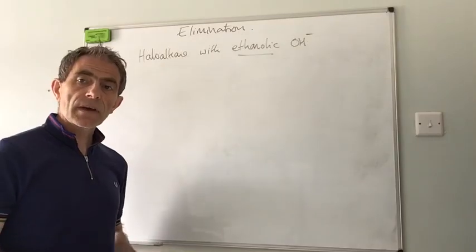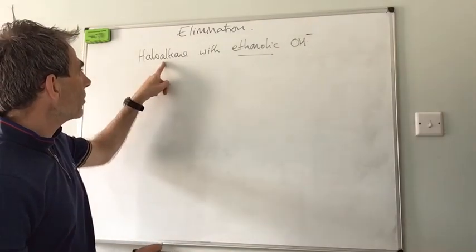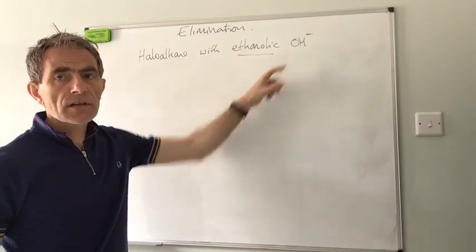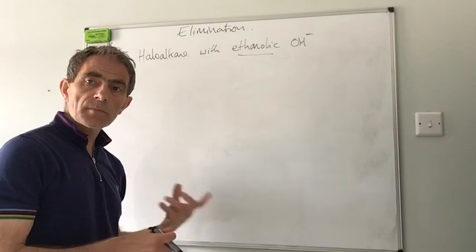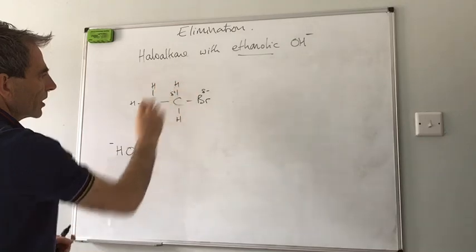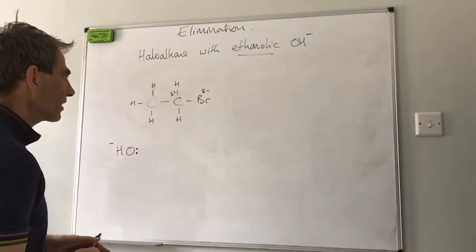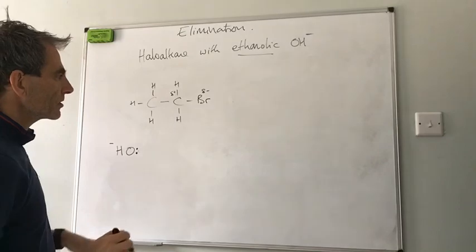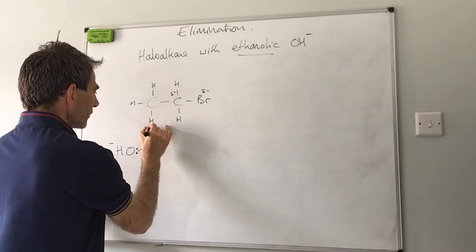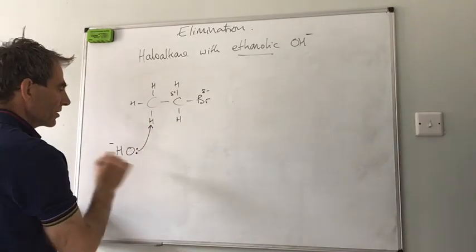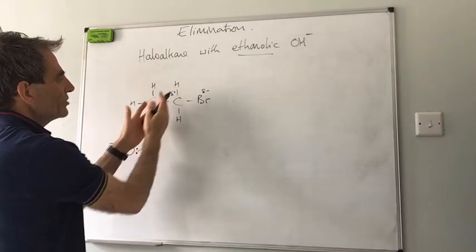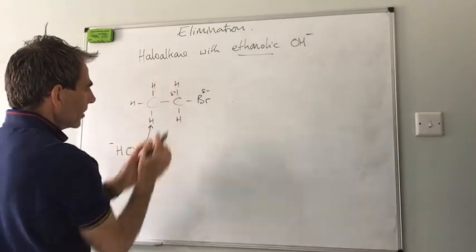The last elimination mechanism we'll look at is haloalkanes with ethanolic hydroxide ions. That's basically sodium hydroxide dissolved in ethanol. For the purpose of the mechanism I'm using bromoethane and hydroxide ions, obviously. You see I've already put the dipole across the carbon-halogen bond. So what happens here is a pair of electrons from the hydroxide ion, or the oxygen, is drawn towards a hydrogen on a carbon adjacent to the slightly positive carbon.